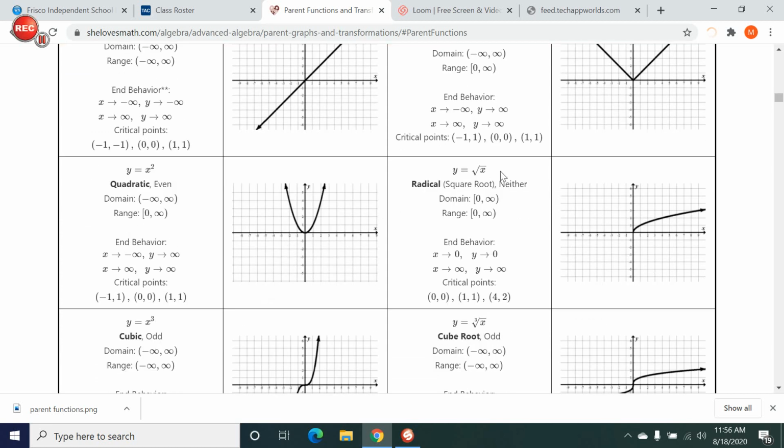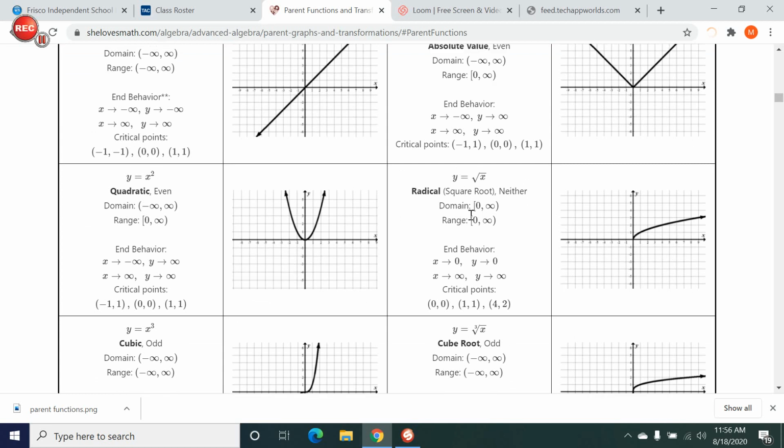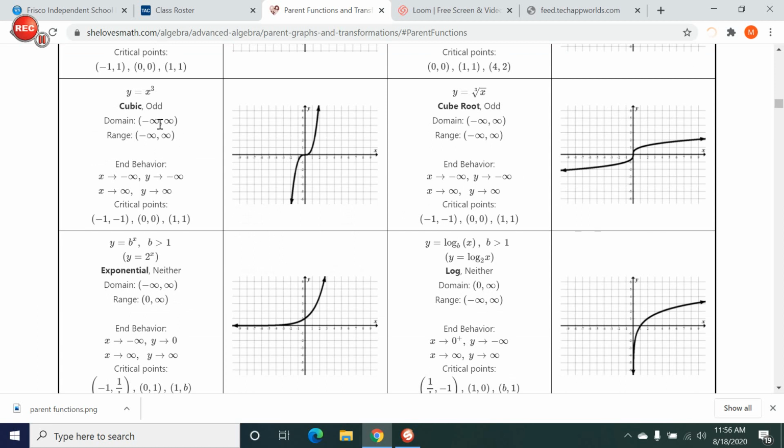Y equals root x would be your radical function, and it is considered to be neither. Again, I'll explain to you what that means. Both the domain and the range will be 0 to infinity, including the 0. Here's your cubic. It is an odd function. Domain and range will be all real numbers. Cube root. Domain and range will be all real numbers, and it's also odd.